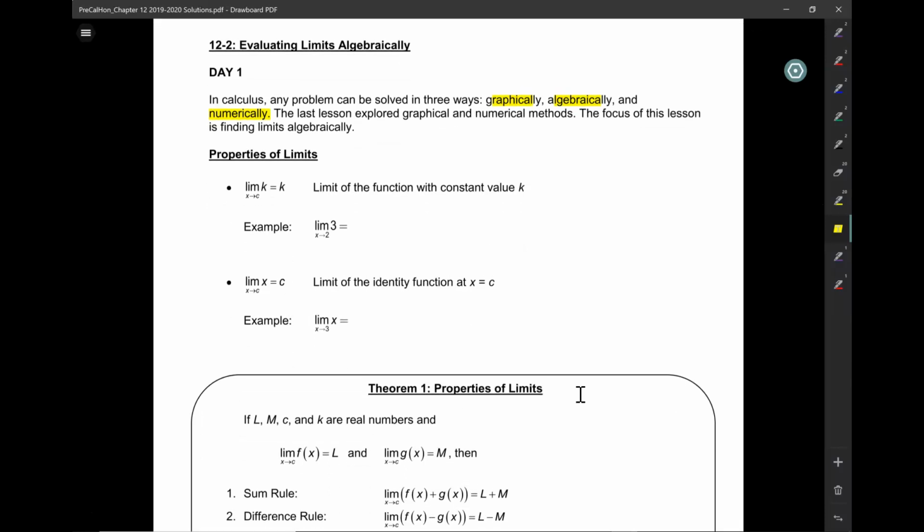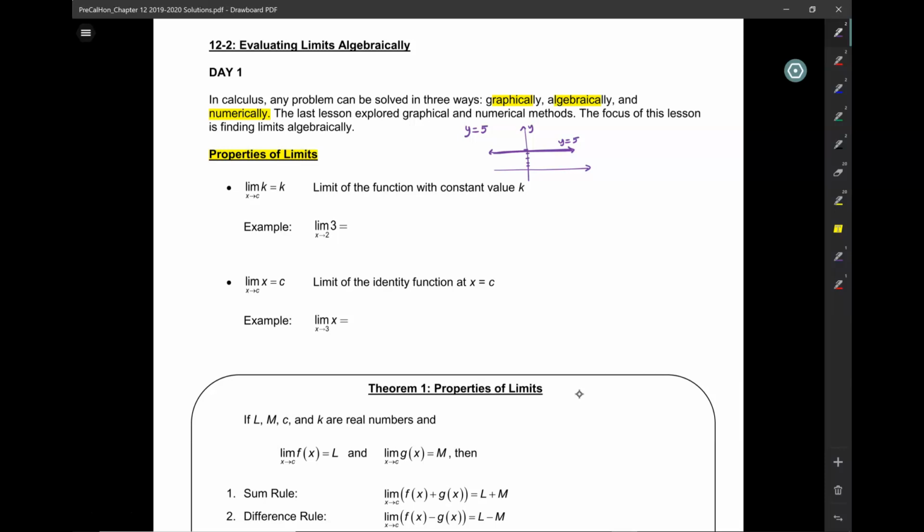So let's talk about limits first. All right. Let's start with the properties of limits, and we're going to start with the most basic function there is, the constant function. So suppose you have a function y equals 5. What does that look like? Well, here's the x-axis, here's the y-axis. Y equals 5 is basically a horizontal line that goes through y equals 5, correct? That right there is y equals 5.